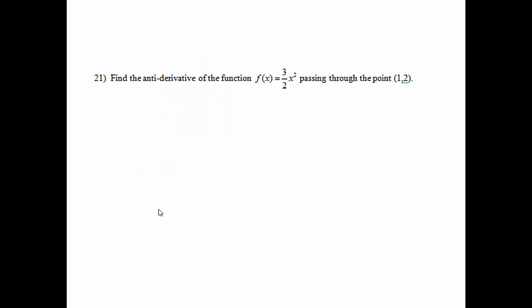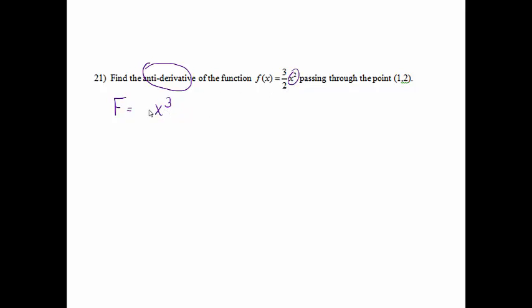Okay, and then number 21, find the antiderivative of the function f of x equals 3/2 x squared passing through the point 1, 2. So antiderivative means we're trying to find a function, and I'm going to call it big F, so that when I take the derivative of it, I will get this. So first thing I know is if this is x squared, it's going to have to be x cubed, so that when I take the derivative of it, the power goes down 1.